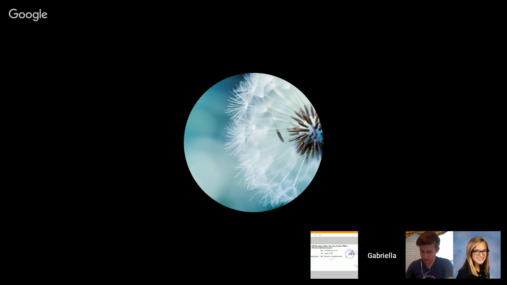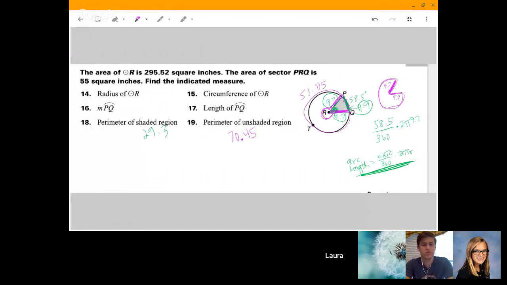Wait, I'm sorry. I kind of got lost. What did you mean by the radii with the 9.7? Okay, so back in number 14, when you found the radius, did you get 9.7? Yes. Okay, so 9.7, when we did the shaded piece, all the green writing, that piece looked like this. So we had a radius, and then that little curve. And those are the edges that we added up to get the perimeter for number 18.